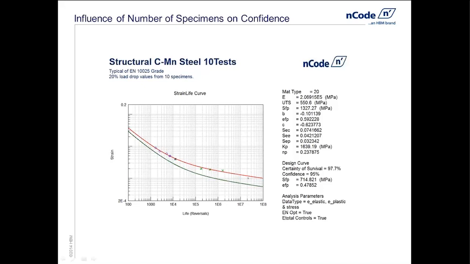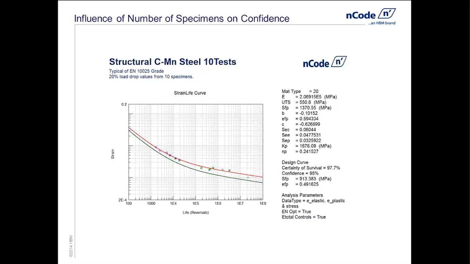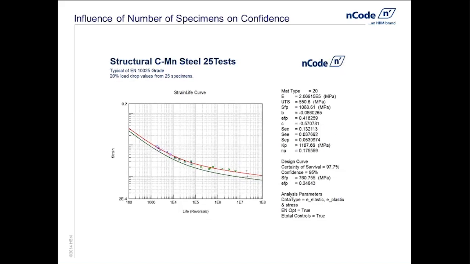If I go in and increase the number of tests to calculate this curve, I can improve our design curve. Since we have more confidence, we can actually use a less conservative curve. And so here we see a curve that's at 95% confidence using 10 specimens. If I go to 15 specimens, you'll see that the green curve has moved up. The design curve is now closer to the average properties because I have more specimens, I have more confidence in the data. And we have a final plot here that's looking at 25 specimens.